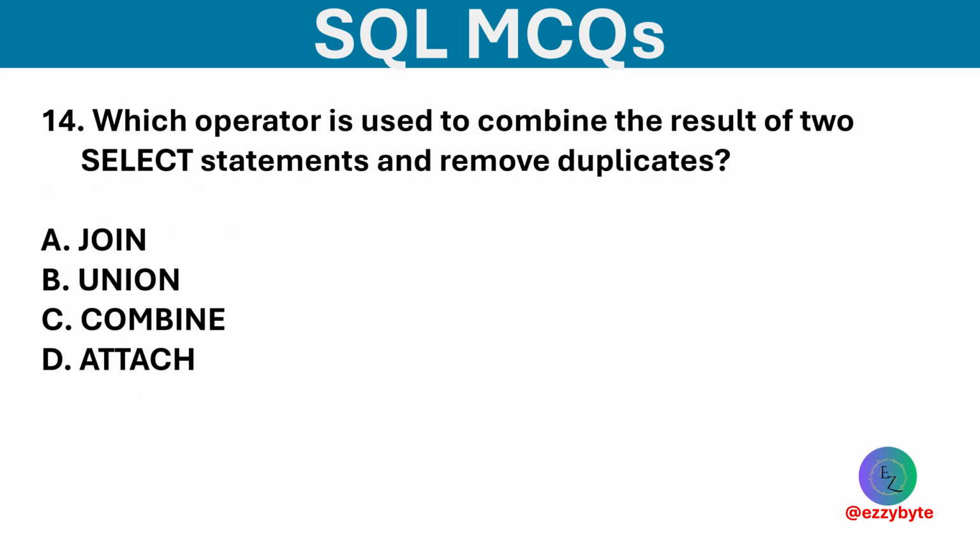Which operator is used to combine the results of two select statements and remove duplicates? Options are join, union, combine, and attach. Option B is correct. Union merges result sets and removes duplicates.